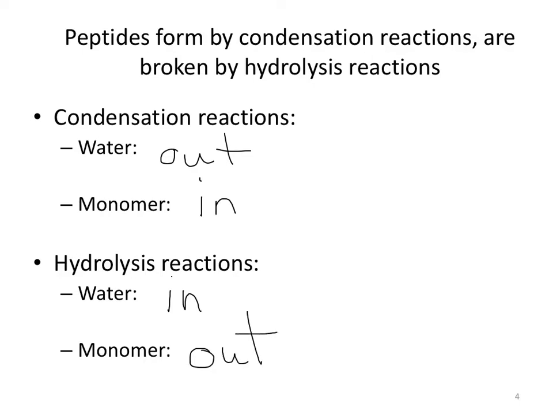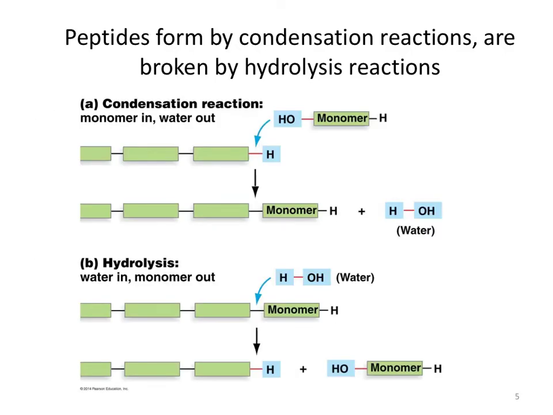Let's look at a diagram of these reactions. So on the top we have condensation reaction, on the bottom we have hydrolysis reaction. We're focusing on peptides, but these terms can apply to many other types of reactions. Condensation reactions are very common forms of synthetic or building or anabolic reactions that occur in cells. Hydrolysis reactions are very common types of reactions that occur when you break something down, also called catabolism.